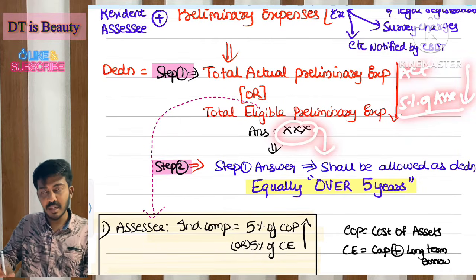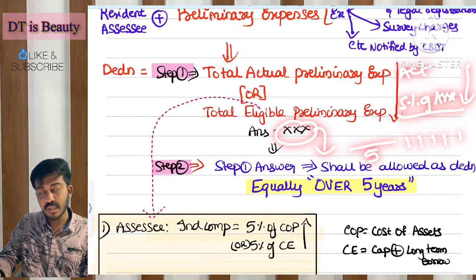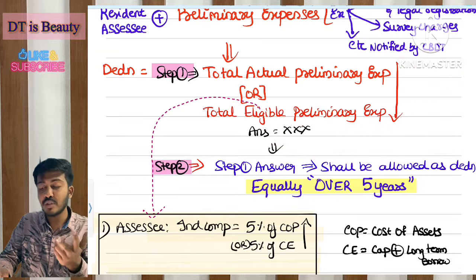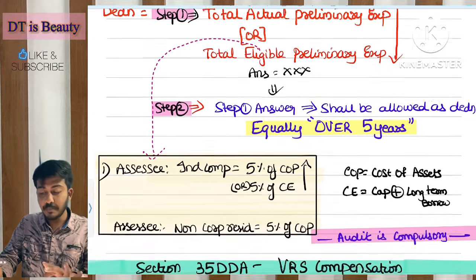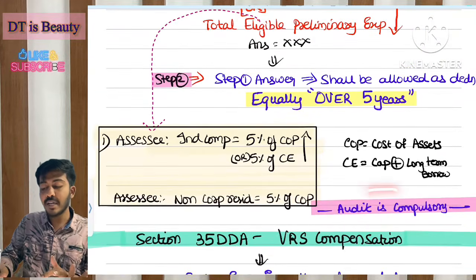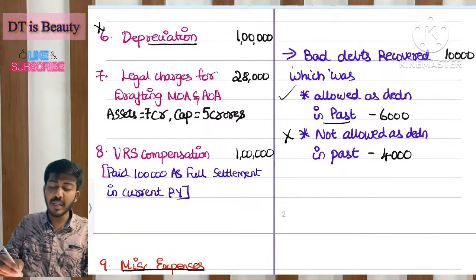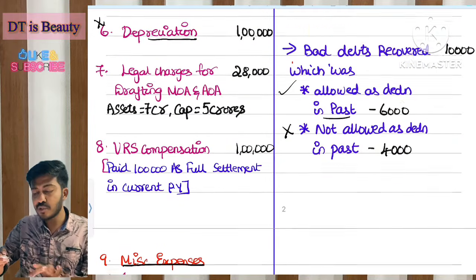And the answer you will have to equally give for 5 years, which means the answer divided by 5 will give you the amortized amount, the amount that has to be amortized over 5 years. Simple. This is what an audit is compulsorily for this expense. They have given 28,000. How much should the answer be?